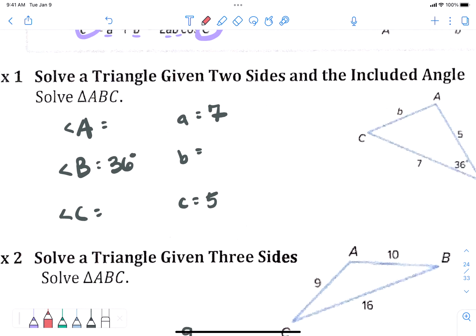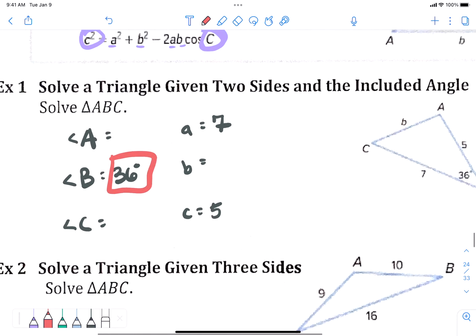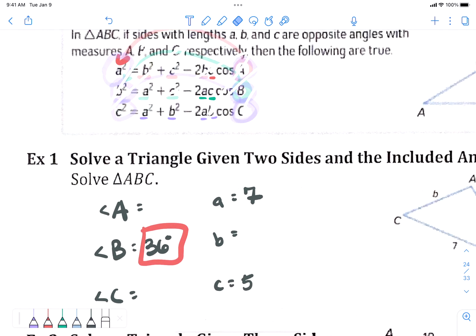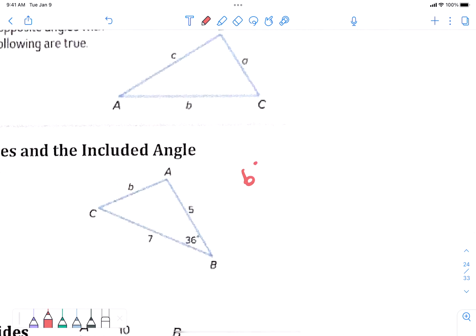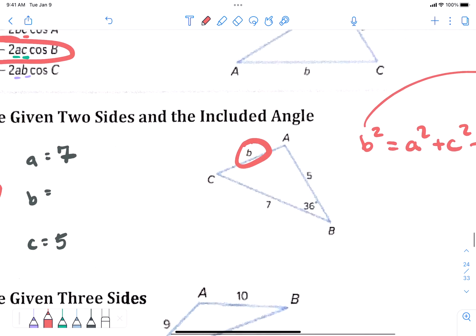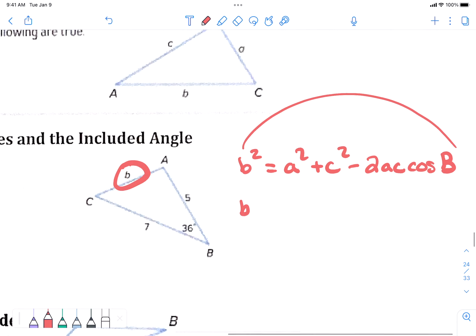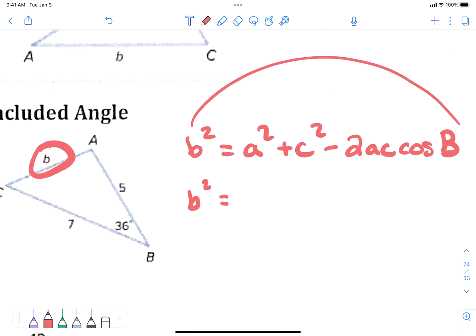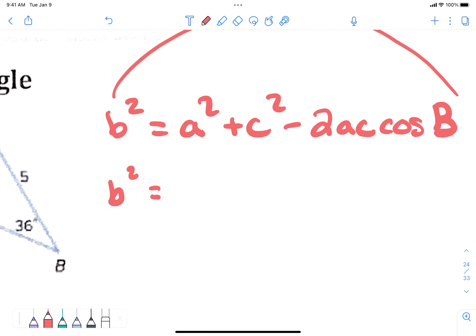We're going to set it up because angle B is the angle that we have. So we're going to use this middle formula right here. I'm going to rewrite it over here. B squared equals A squared plus C squared, minus 2, and then A and C again, cosine of capital B, okay? Just as long as the B's are opposite from each other. That's what we care about. We're going to solve for B squared first, because that's the only side that I don't know. So I'm going to leave B squared as a variable and start plopping stuff in. So what was A?